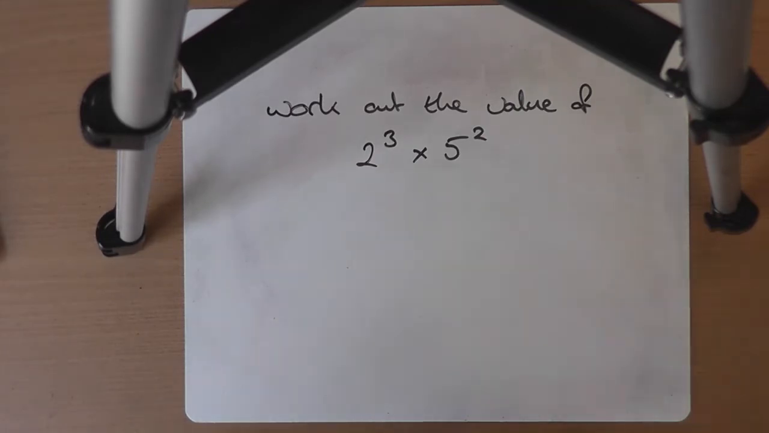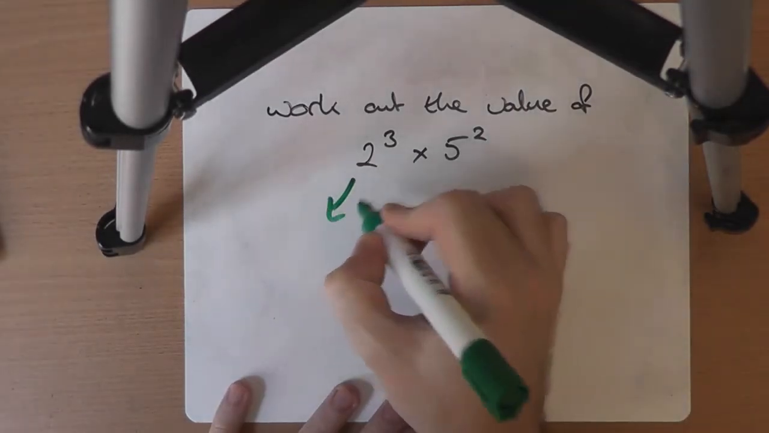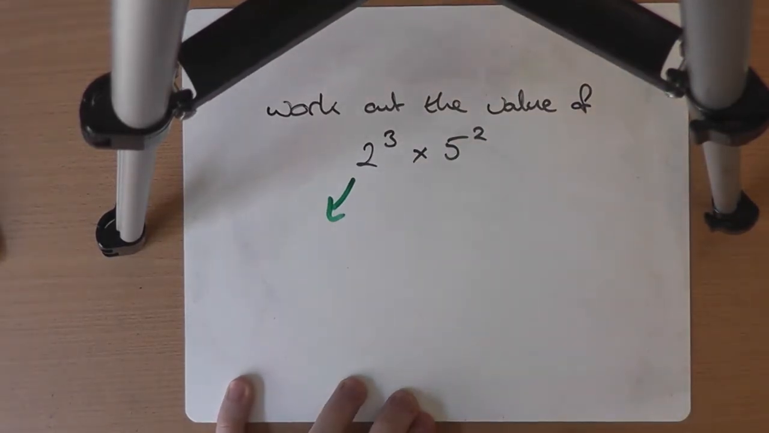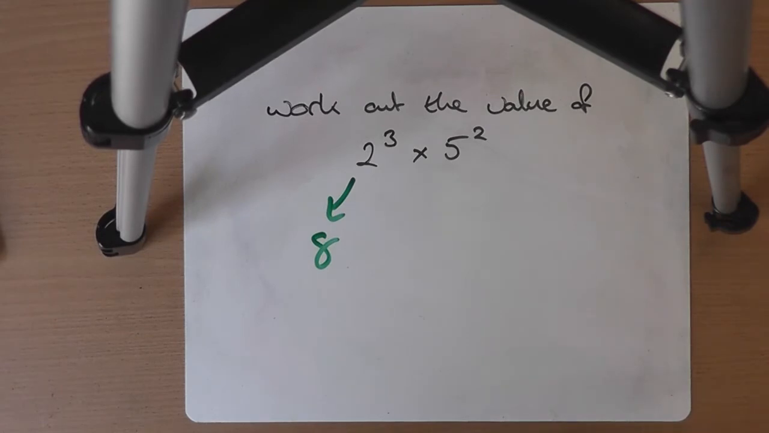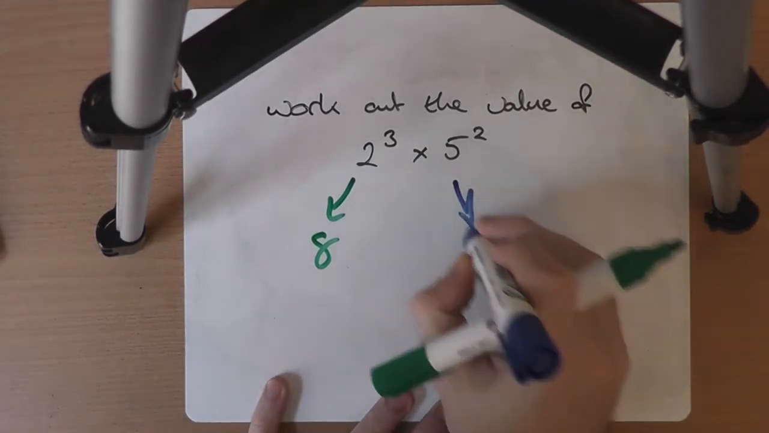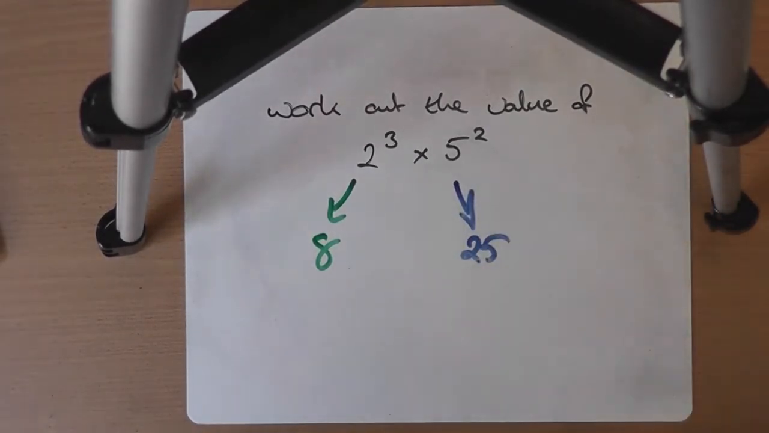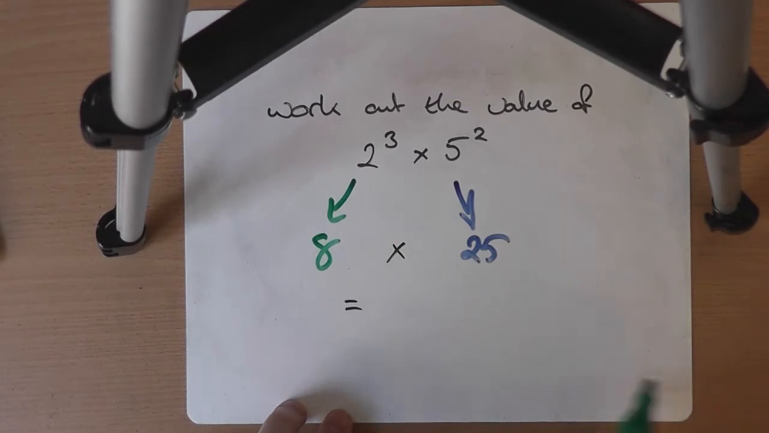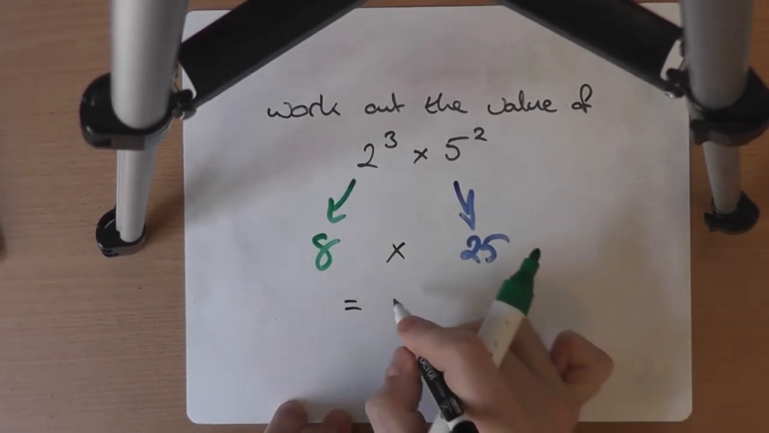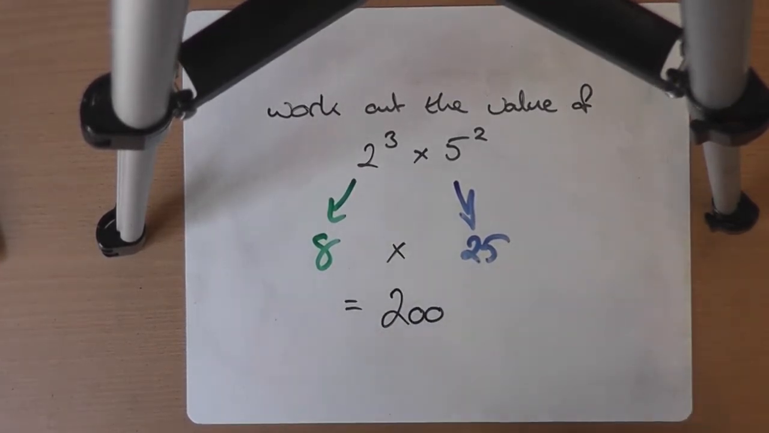Powers of 2 and powers of 5. There is a times, but that shouldn't change anything. But we're going to work out the 2 cubed first of all. 2 times 2 times 2 is 8. Then we're going to work out the 5 squared. 5 times 5 is 25, and then we are going to times those two together because that's what the question told us to do. And we're going to do 8 times 25, and perhaps on our calculators, perhaps not. 8 times 25 is 200, and there is our final answer. And again, work out the value of just means find a single numerical answer.